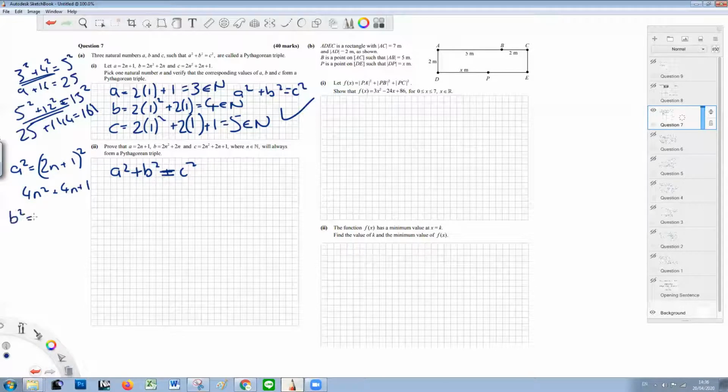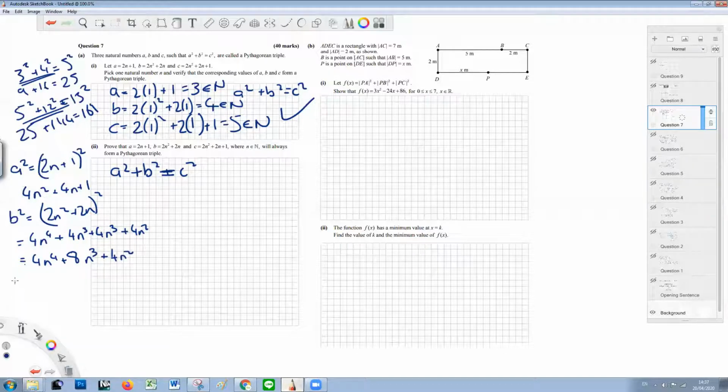b squared is going to be (2n squared plus 2n) squared. So that's going to be equal to 4n to the 4 plus 2n squared, so it's going to be 4n cubed plus 4n cubed plus 4n squared. So that's going to equal 4n to the 4 plus 8n cubed plus 4n squared.